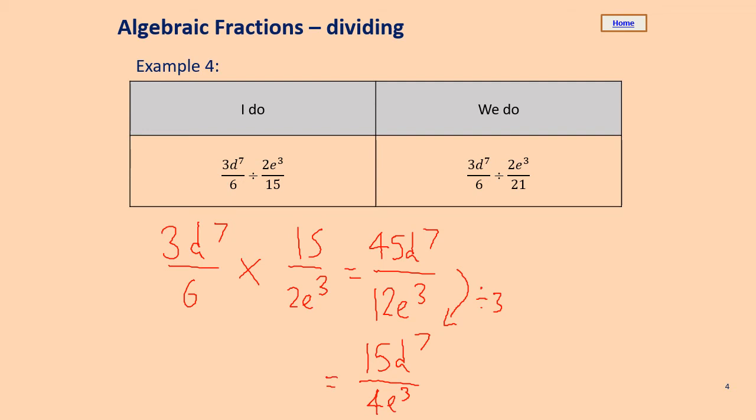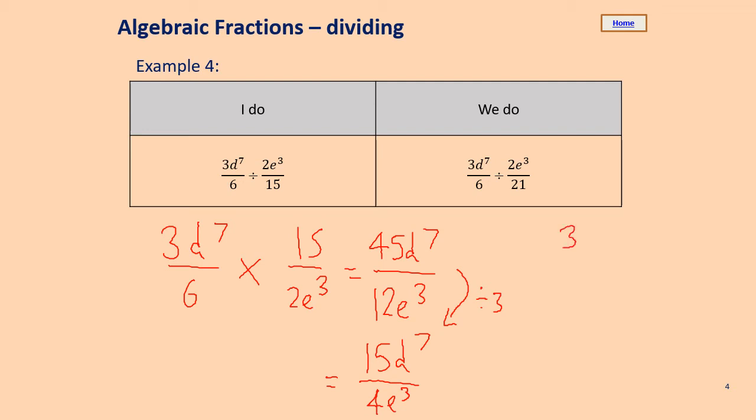Now, have a look at the we do. Pause the video there, copy down the I do, and have a go at the we do for me, please. Okay, so for the we do, we've got 3e to the power 7 over 6 divided by 2e cubed over 21. So first step should be to keep, flip, change.